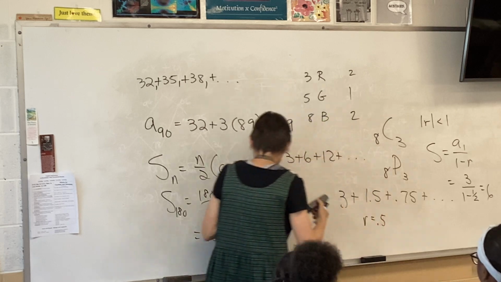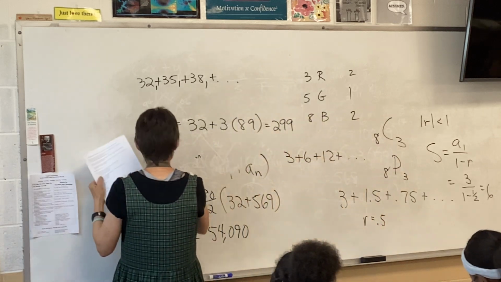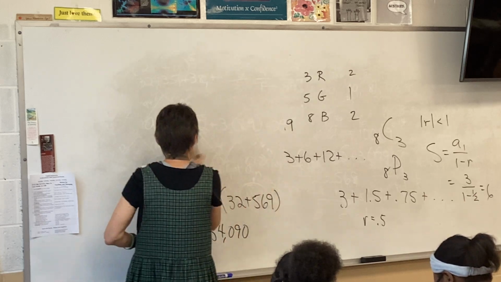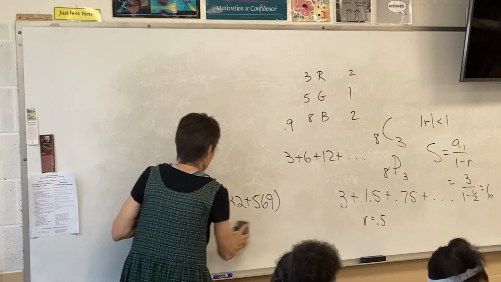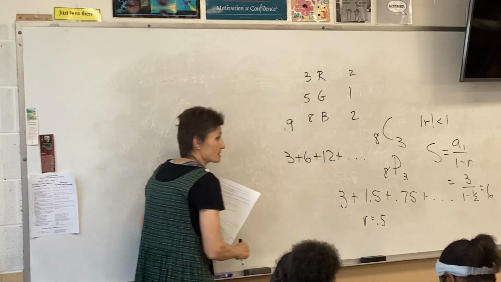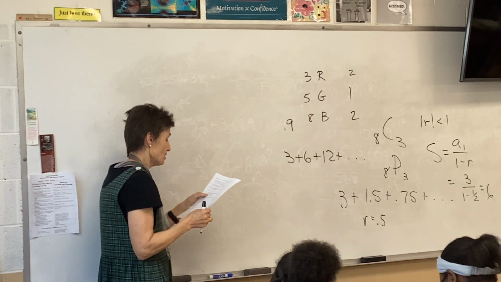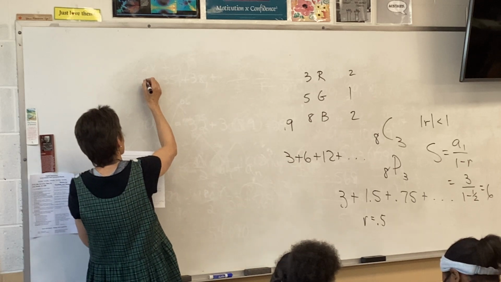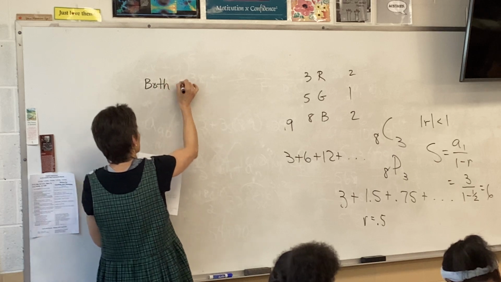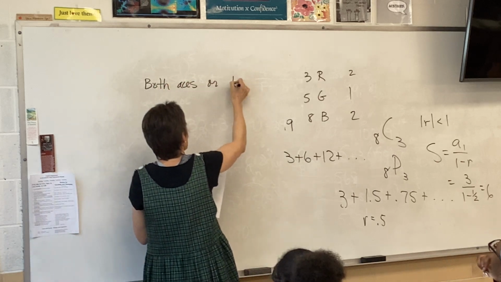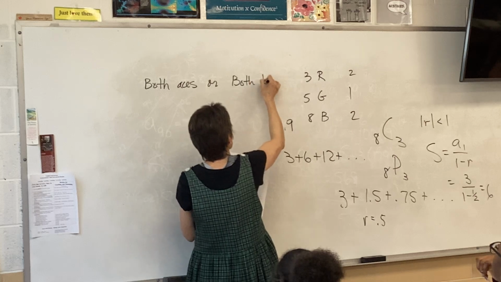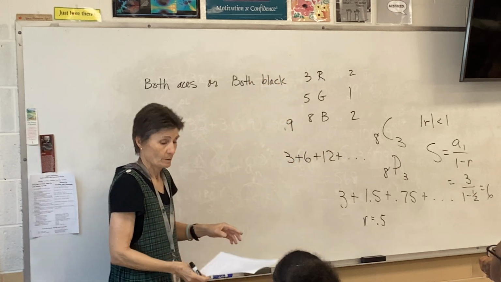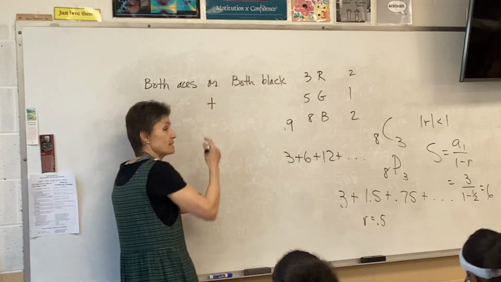All right, 21. From a standard deck of cards, 2 cards are drawn at random. Find the probability that both are aces or both are black. What does the "or" clue you into? It would be an addition. So we'll do 2 separate problems here.